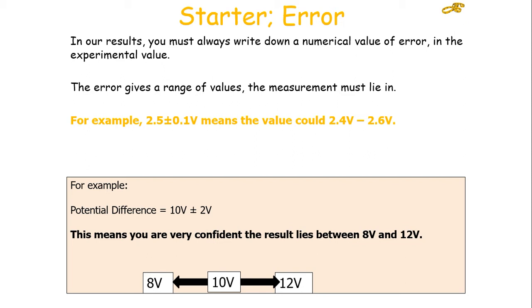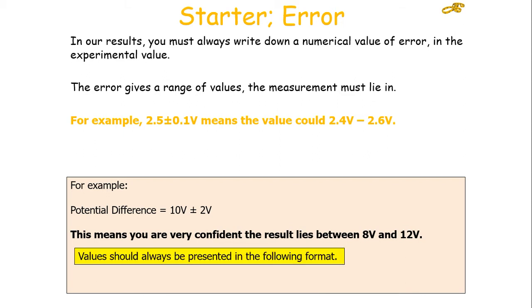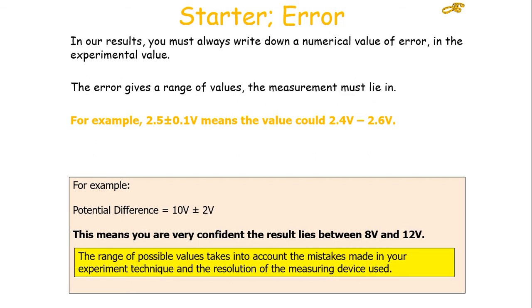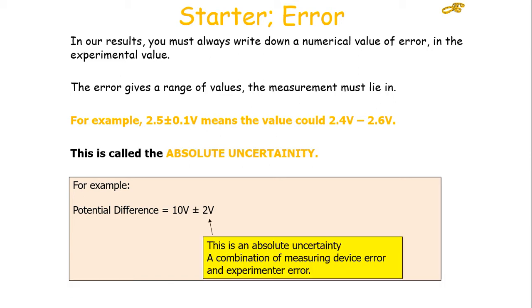So let's look at this particular example on the screen. Potential difference is equal to 10 volts plus or minus 2 volts. This means that you're very confident the result lies within 10 minus 2, 8 volts, and 10 plus 2, 12 volts. So the measured value you may have had was 10 volts, but we think the actual value is in the range between 8 volts and 12 volts. We're very confident that the value must actually be, when all things are considered, between 8 volts and 12 volts. The value should always be presented in this particular format, and the range of possible values takes into account the mistakes made in your experimental technique and the resolution of the measuring device used.